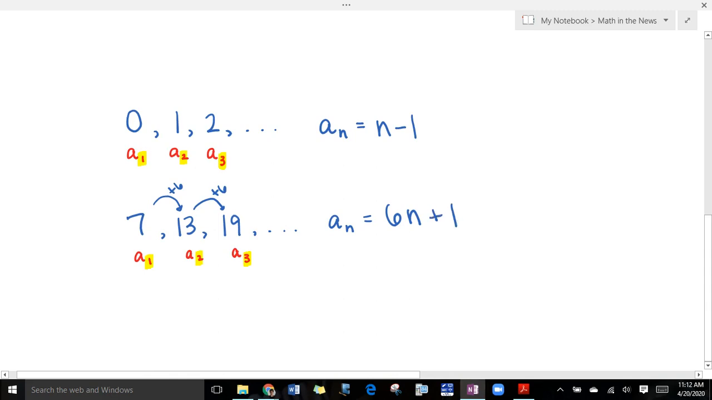So this is just going to be some trying and playing with numbers and seeing what works. Just make sure you check each of your terms after you've written your sequence to make sure it holds true.